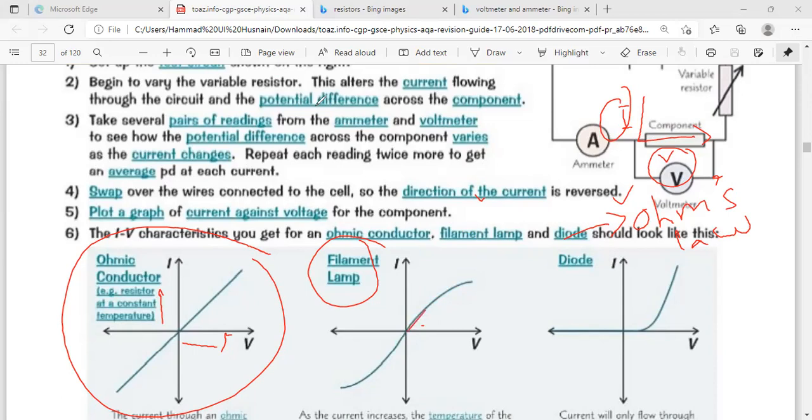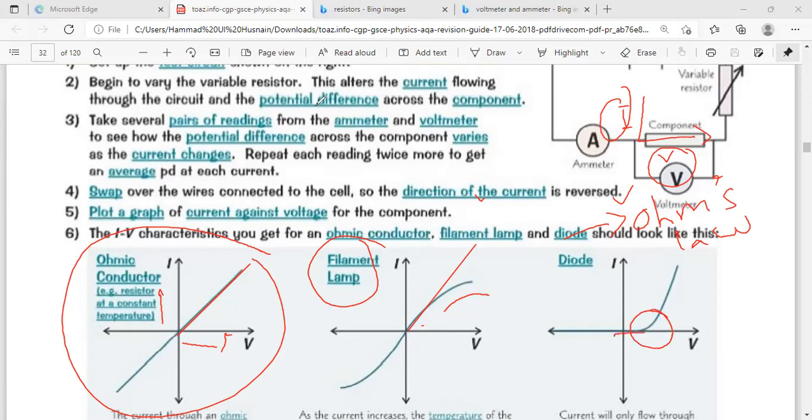As we have seen earlier, for an ohmic device, it was something like that. But in this case, it doesn't follow that straight path. Rather, it is curved like that. So it means that the filament does not obey Ohm's law. Rather, its resistance changes.